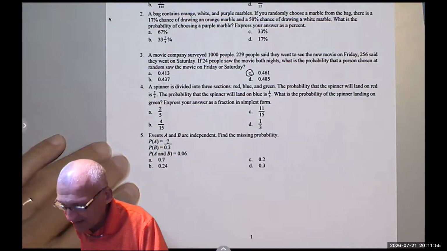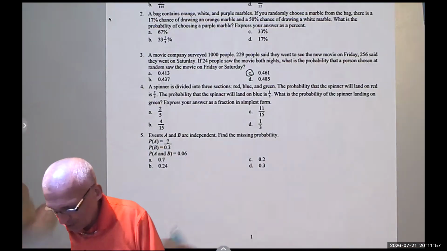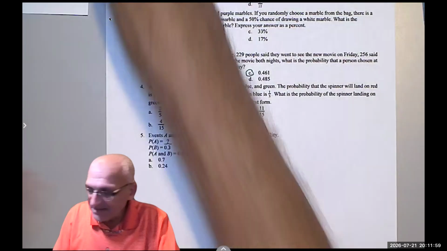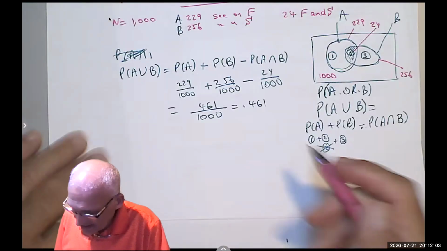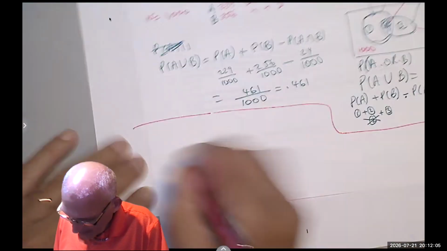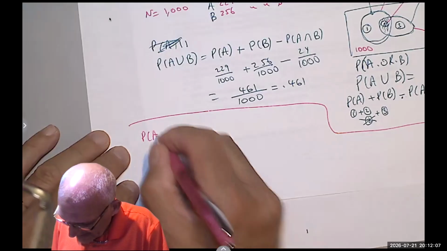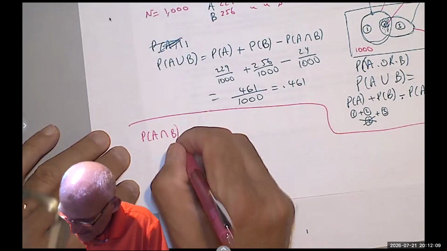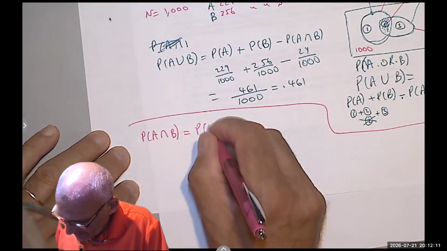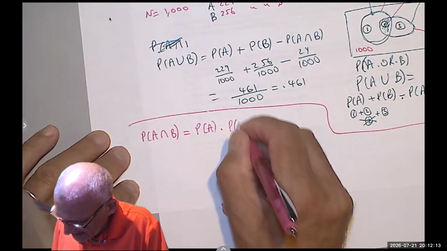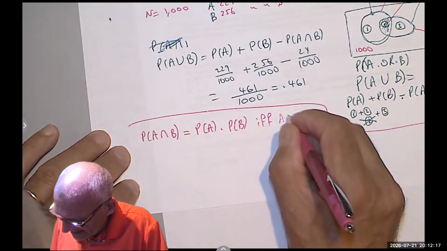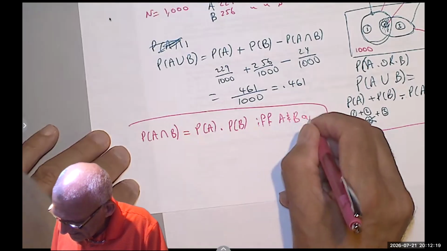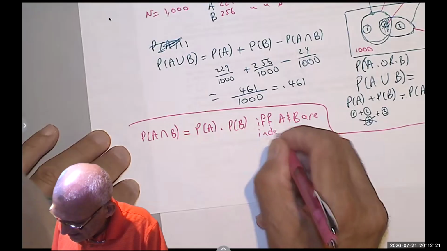Events A and B are independent. Find the missing probability. If you have two independent events, we say the probability of A and B equals the probability of A times the probability of B if and only if A and B are independent events.